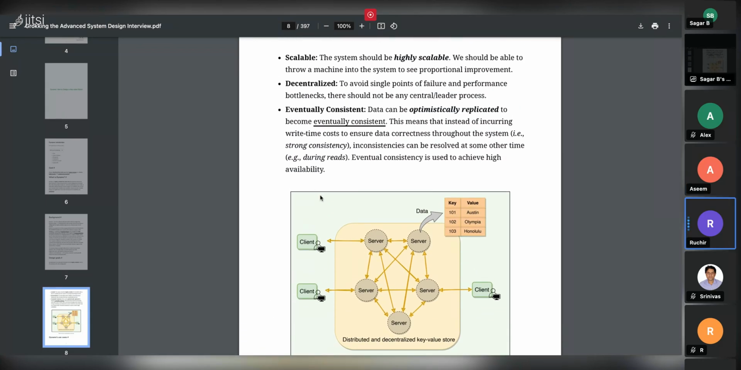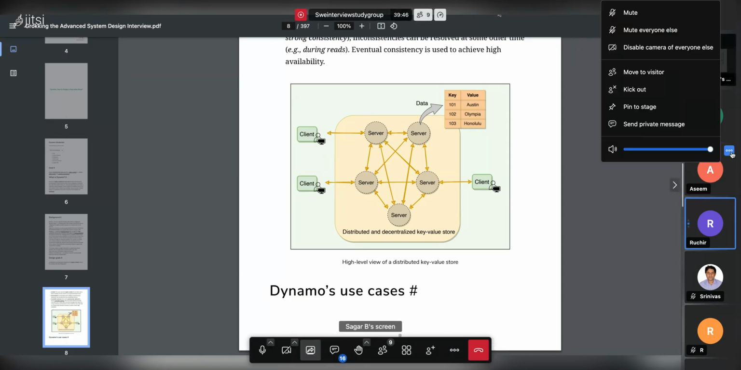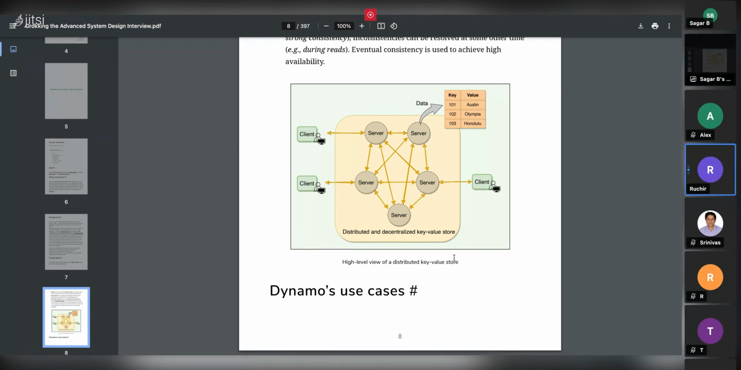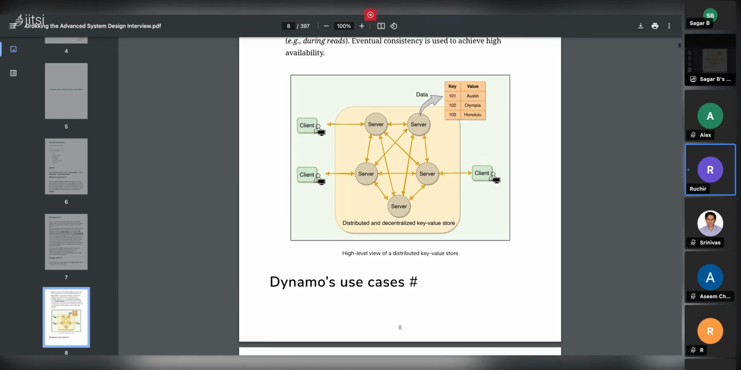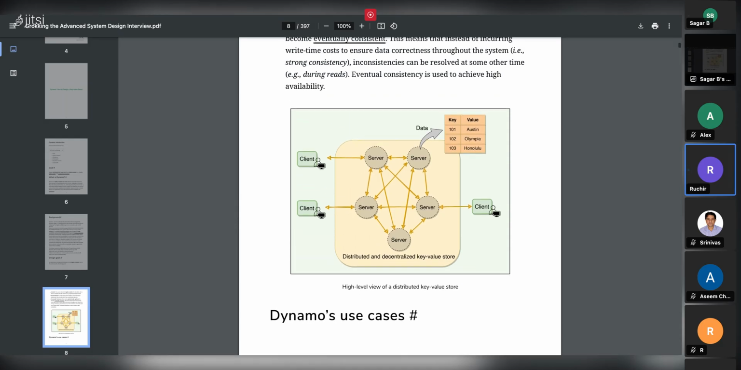What is this diagram? Can we just go to distributed and decentralized key value store? This is a high level view of a distributed key value store. There are multiple servers talking to each other. A client can talk to any server, and the data is key value, wherein key and value are provided. Probably that whole key value pair is being replicated across the different servers. That makes it decentralized and distributed as well.